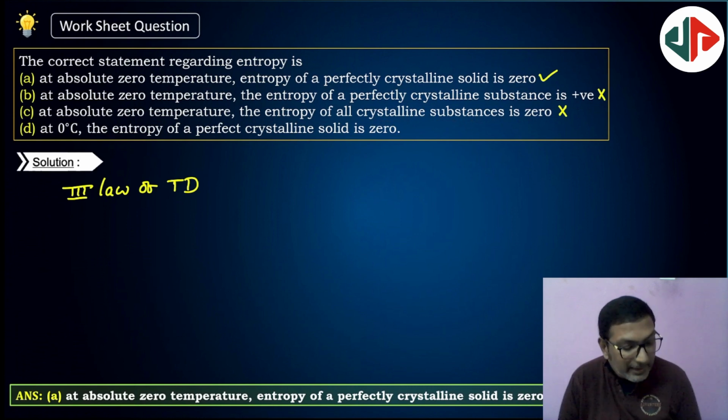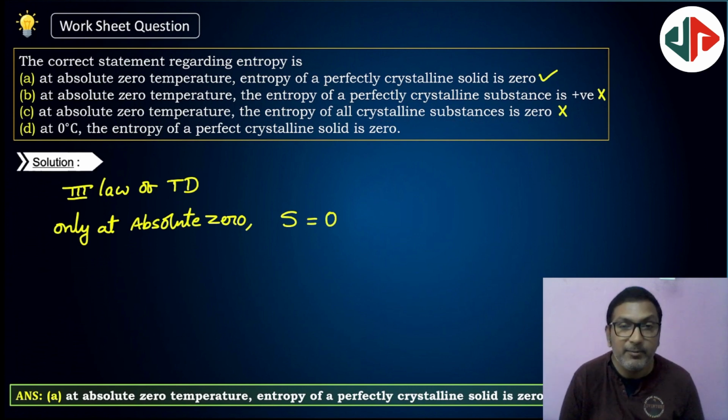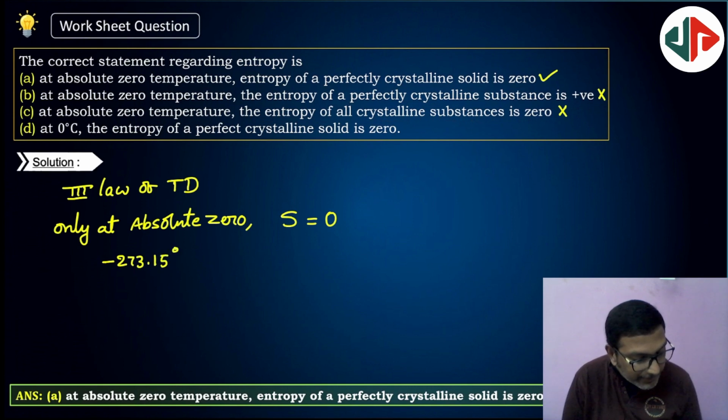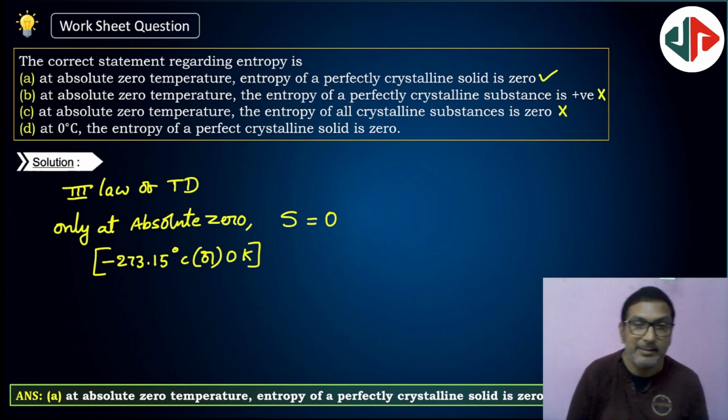So only at absolute zero, entropy is zero. Entropy of a perfectly crystalline solid is zero. Absolute zero means minus 273.15 degrees centigrade or 0 kelvins. Not at 0 degree centigrade, at 0 kelvins, entropy will be 0.